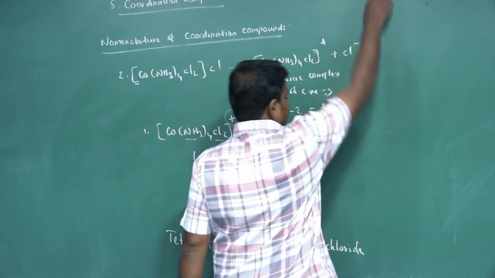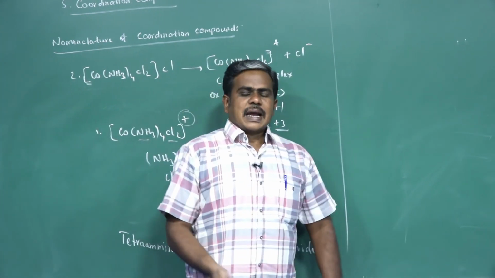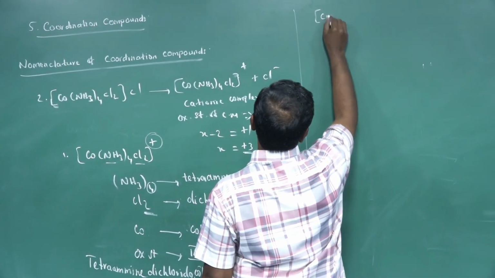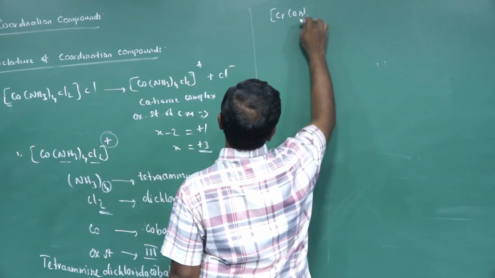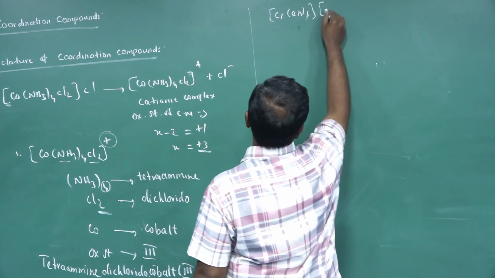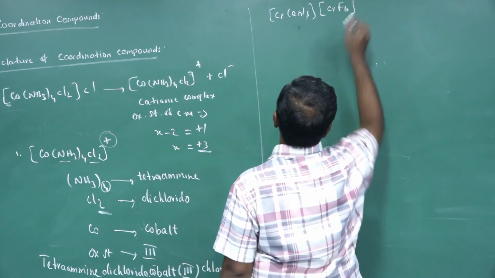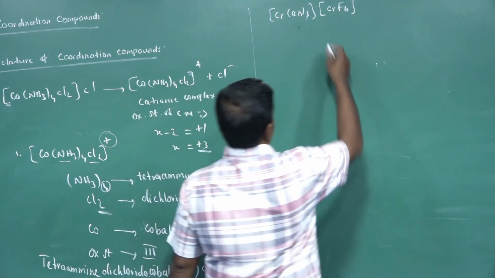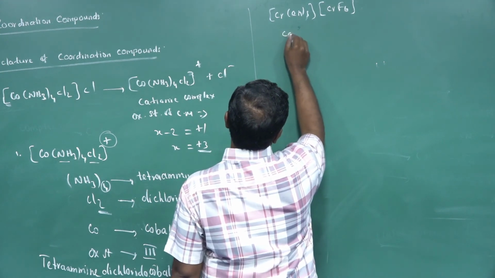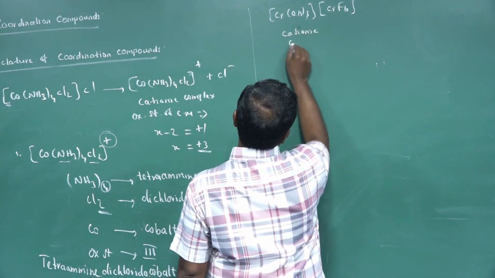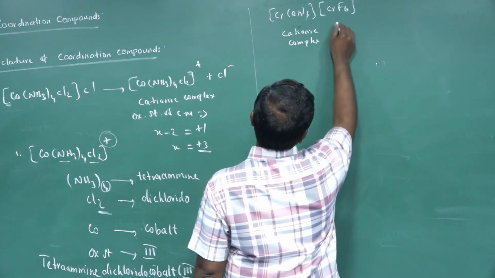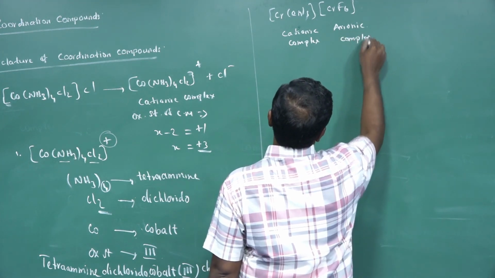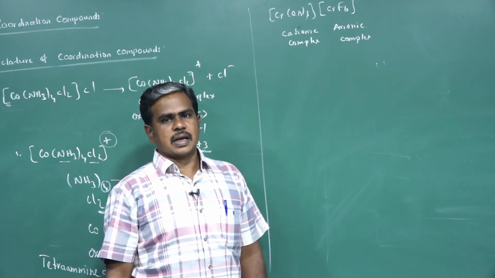And the next one we are taking is when both a complex cation and a complex anion are present. Suppose we take [Cr(en)3][CrF6]. Now it contains both a complex cation and a complex anion. So here it is a cationic complex, and here an anionic complex. Now whatever it may be, first cation, after that anion.